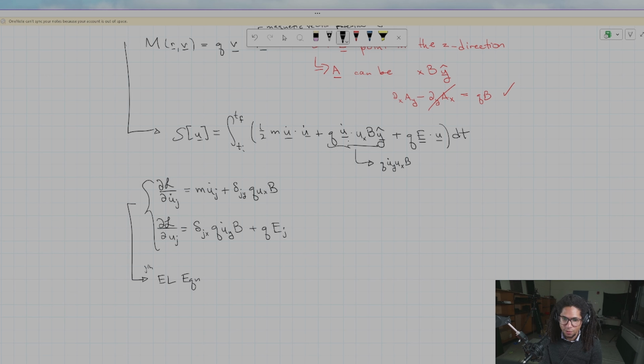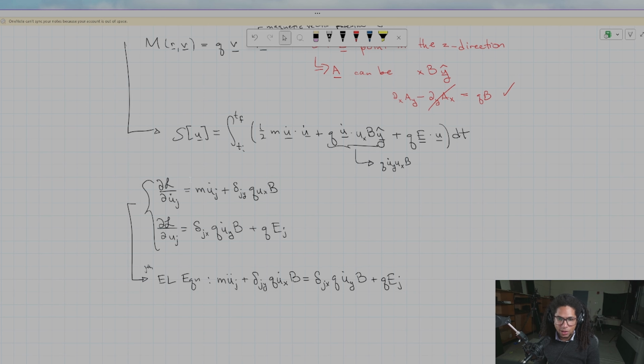This is the jth one. Okay, what I get is m u_j dot plus Kronecker delta_jy q u_x dot b is equal to the Kronecker delta. Oh, and I didn't take my derivatives as I said I would. So I'm going to get u_j double dot, and then here I'll get u_x single dot. Good. Anyway, Kronecker delta_jx q u_y dot b plus q e_j.